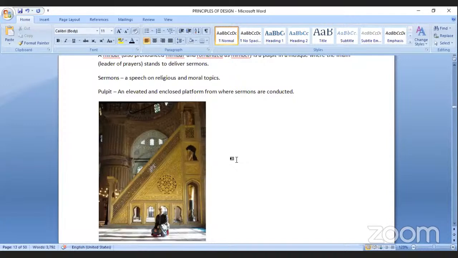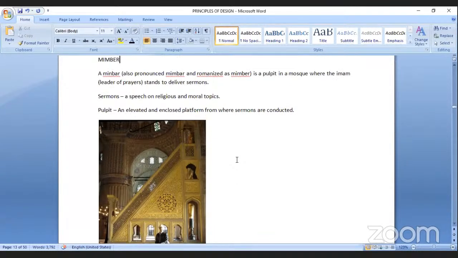If anybody has a doubt, I'll say it once more. Minbar is a pulpit where the imam, who is the leader of prayers, stands to deliver sermons. Sermons means a speech on religious or moral topics. This happens in Hindu temples and Christian churches also. It's just another version. The pulpit is the English name of minbar. That is where the imam stands.